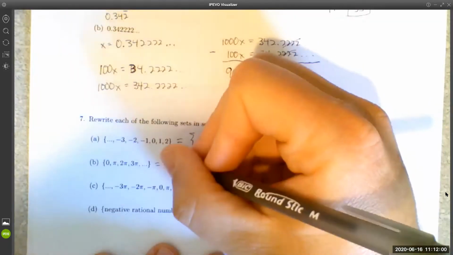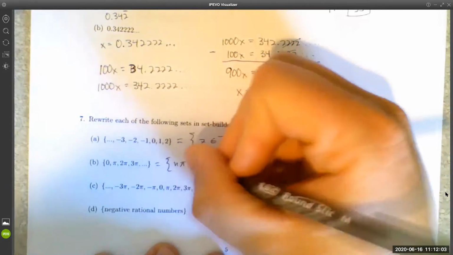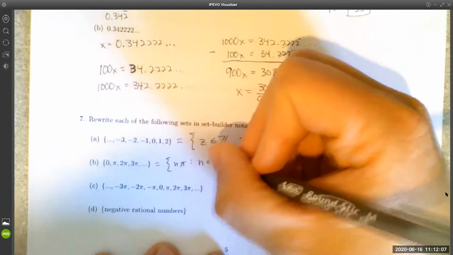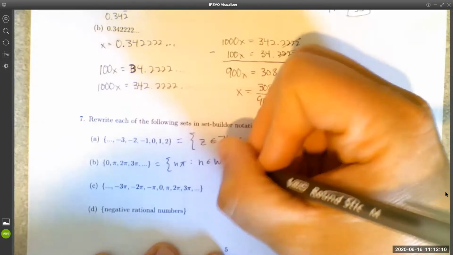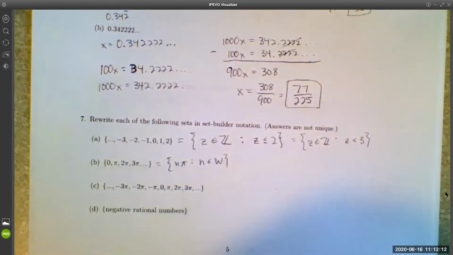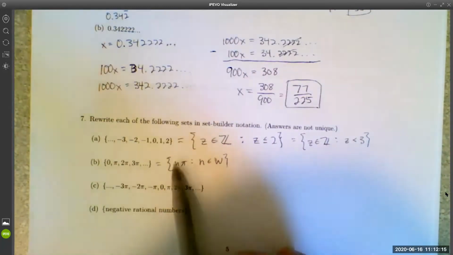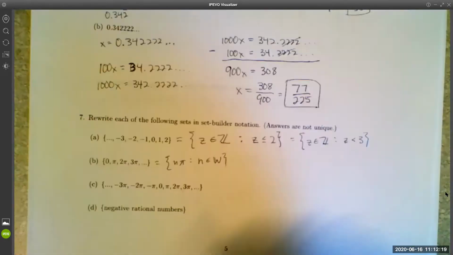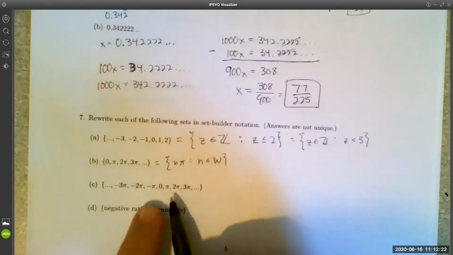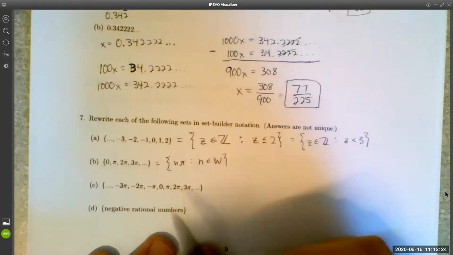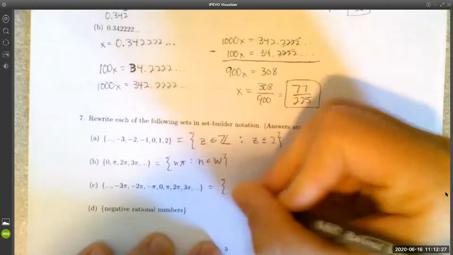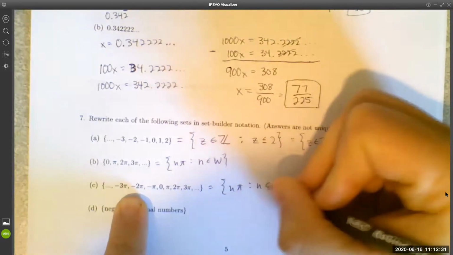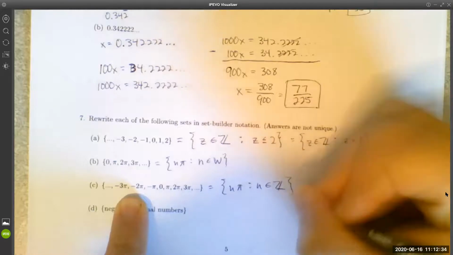Here's another one. I'm going to call this n times pi, where n is a whole number, right? If I plug in 0, I get 0. If I plug in 1, I get pi. If I plug in 2, I get 2 pi, 3 pi, 4 pi, right? This one looks like the same thing, it looks like n times pi, but in this case, n is allowed to be any integer, right? So n can be negative numbers as well.